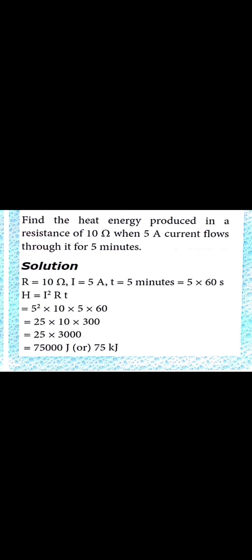So the heat energy given by this 10 ohm resistor when the current flow is 5 ampere is 75,000 joules. We know 1000 is given as 1 k, so it will be 75 kilojoules. That is 75 kilojoules of heat energy produced in the resistance of 10 ohm when the current of 5 ampere flows for 5 minutes.